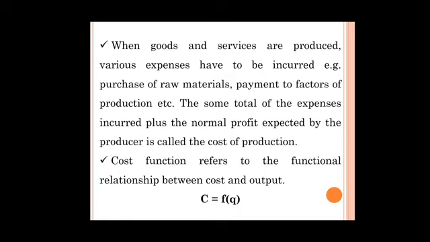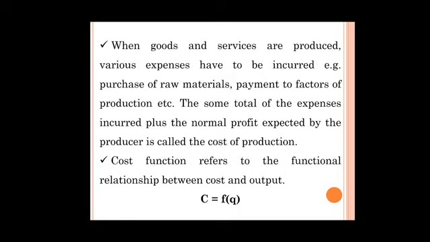Costs of production is the most important force governing the supply of a product, as we know that output needs inputs. When goods and services are produced, various expenses have to be incurred, example purchase of raw materials, payment to factors of production, etc. Broadly speaking, there are two important types of inputs. First, factor inputs, that is land, labor, capital, and entrepreneur, which are called factors of production. And second, non-factor inputs, such as raw materials.